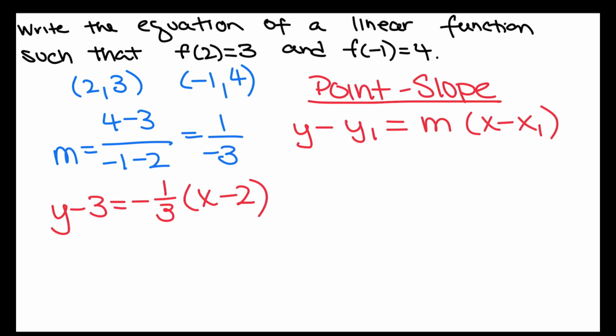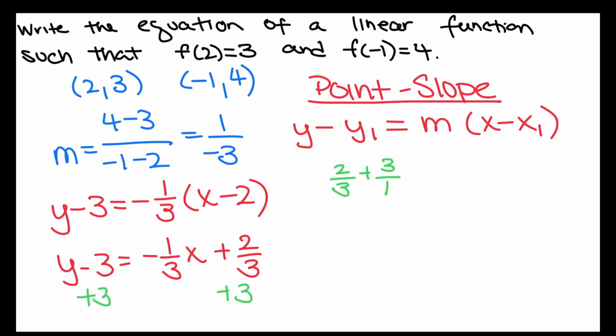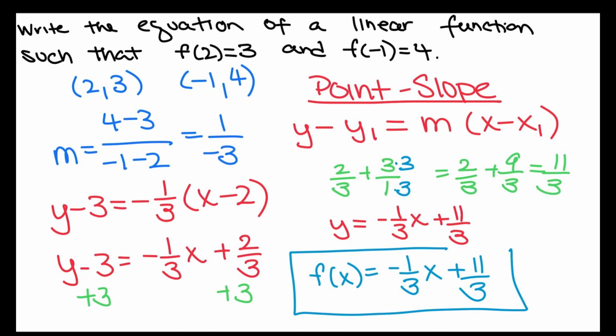If I want to put this in slope-intercept form, if I want to solve this for y, I can distribute the negative 1/3. So y minus 3 equals negative 1/3 x, and then plus 2/3. Then I'm going to add 3 to both sides. 2 over 3 plus 3 over 1, get a common denominator. That becomes 2 over 3 plus 9 over 3, or 11/3. And my equation is y equals negative 1/3 x plus 11/3. Or if I want to use function notation, that would be f of x equals negative 1/3 x plus 11/3.